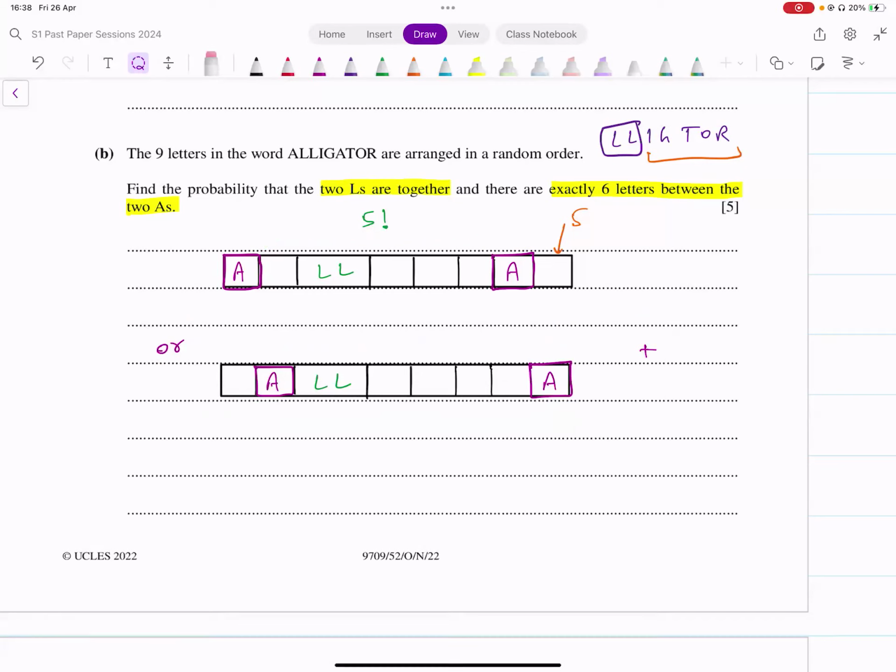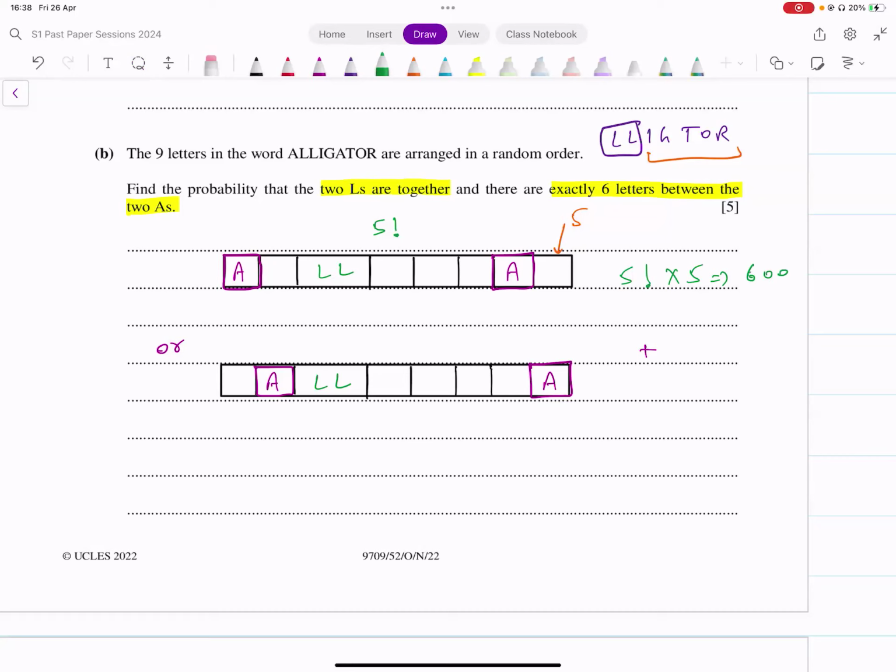And then we say there were 5 cases on the side. We multiply these 2. What do we get? 5 factorial into 5. You can see what that turns out to be. This is 120 into 5, which will be 600, right?